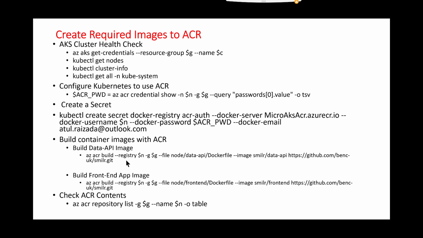Then we will build the container images with the ACR. This is the topic here. We have to build two separate images, one for the data API image. If you remember the first visual that I showed you, the data API image was at the bottom, which is going to talk to the MongoDB stateless container. Then we will also create a stateless front-end app. We'll download it from GitHub. Once we are done with that, we'll check the ACR content to see that all our images are showing up, and that is the end of this third phase. So let's look into the lab.